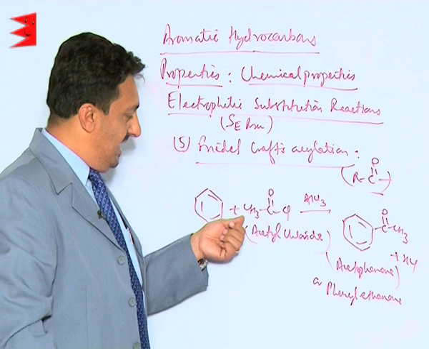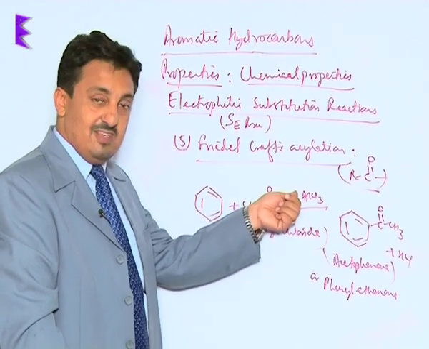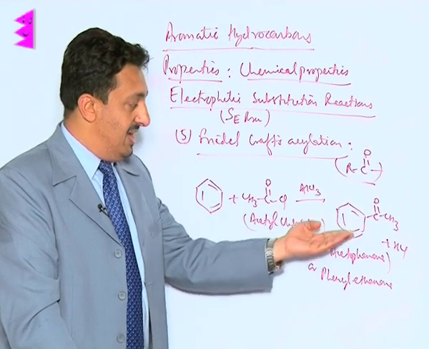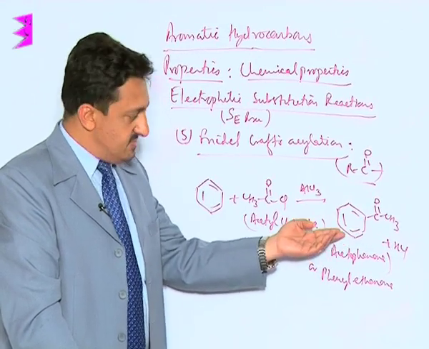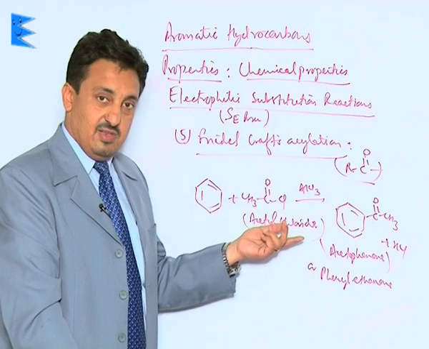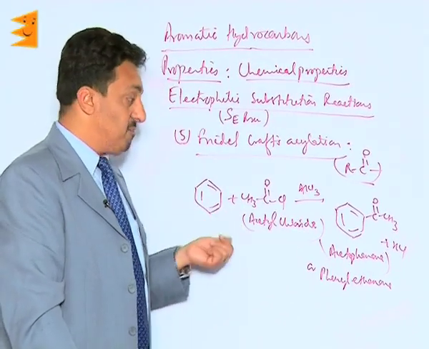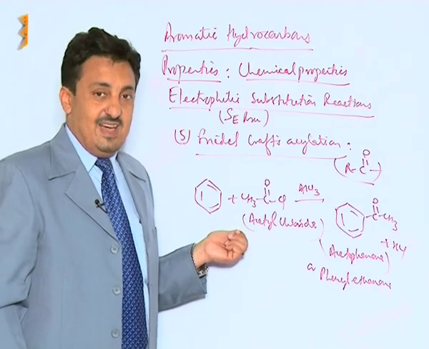So by taking any acyl group with anhydrous aluminium chloride, yes, we can introduce the acyl group and have the acylated product. That is why this reaction is called Friedel-Crafts acylation, and in this case, since we are using acetyl chloride, this particular reaction is called acetylation.